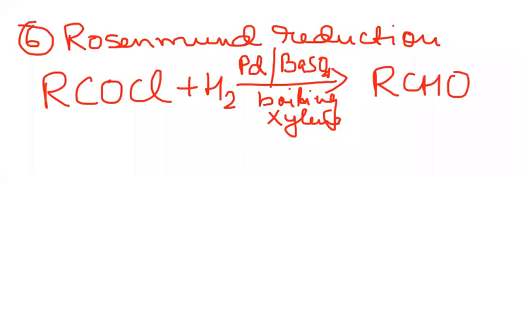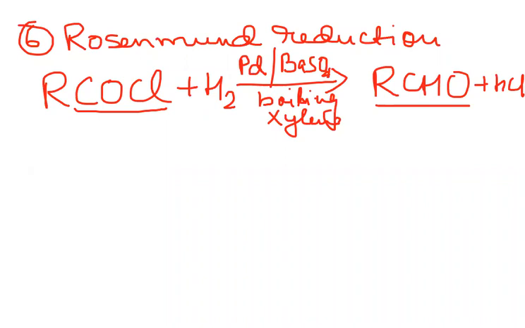Since the COCl is a terminal group, obviously it will be able to form only aldehydes, and it will not form ketones, because for ketones the RCOCl group is not available. Therefore, in the presence of palladium supported over barium sulfate, if the acid chloride is treated with hydrogen in boiling xylene, which is used as the solvent, it gets converted into an aldehyde. So this is one of the methods by which you can prepare aldehydes only.